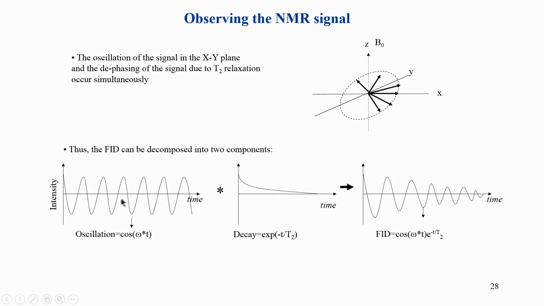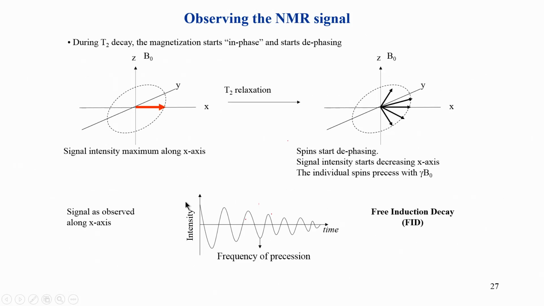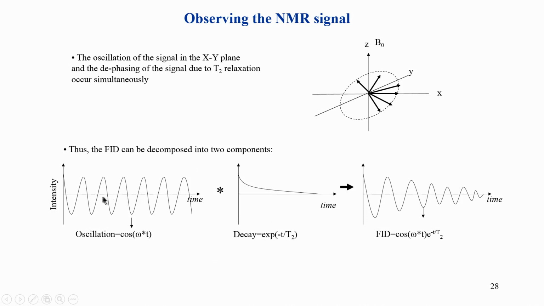Now, if you look at the FID which I showed in the previous slide, you can actually construct the same FID like this. You can think of a pure oscillation, because the signal is oscillating because of the Larmor precession, and that you multiply with a decaying part. This is T2 relaxation. So, if I multiply the T2 relaxation part, which is an exponential decay, into a simple oscillation which is cosine, I get the FID, that is what I showed in the previous slide.